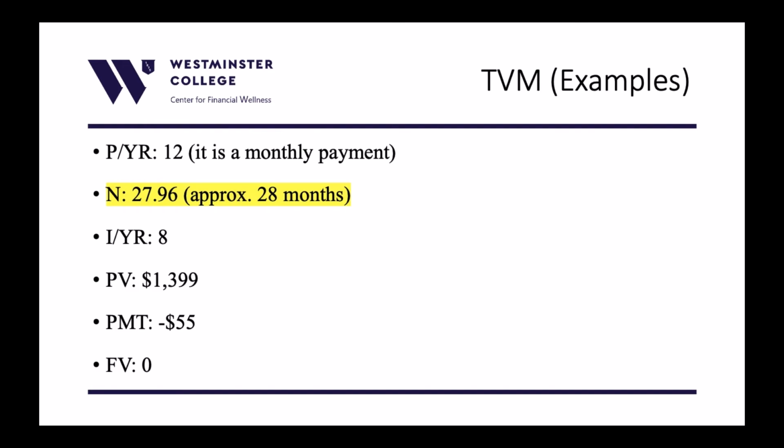So to calculate this, we're going to set our PYR to 12 because it is a monthly payment. Our interest was 8%. Our present value is the $1,399, and our payment would be $55 a month. So that's how much we're contributing toward that present value. And when we pay it off, our future value should be 0. So when we click the N to see how long it will take, it comes up with 27.96 or approximately 28 months.